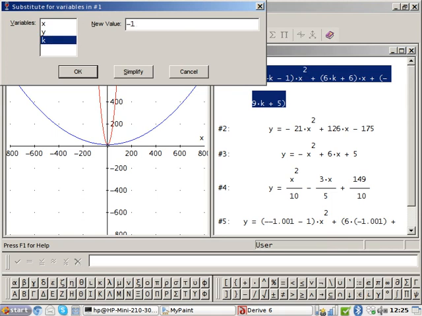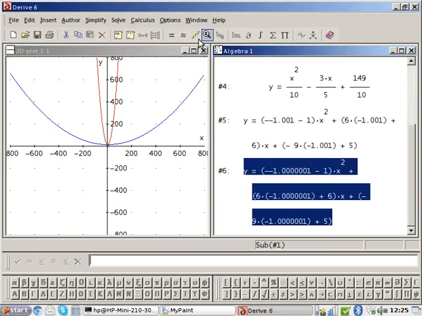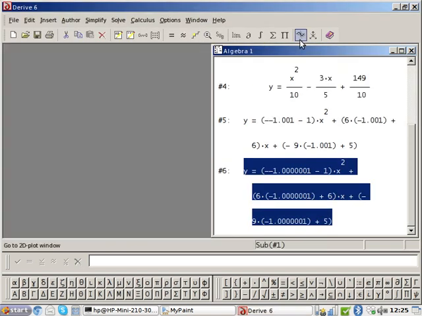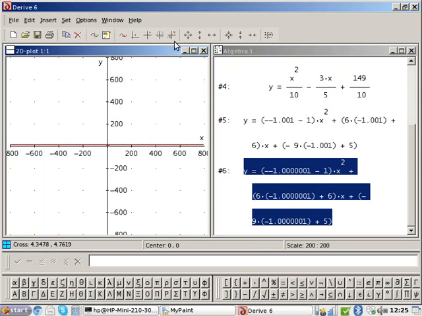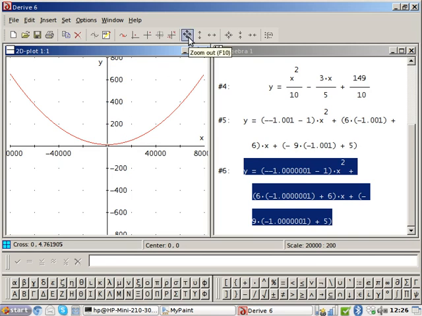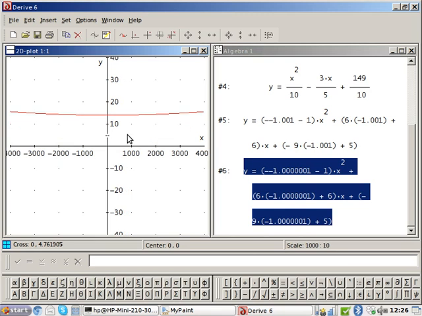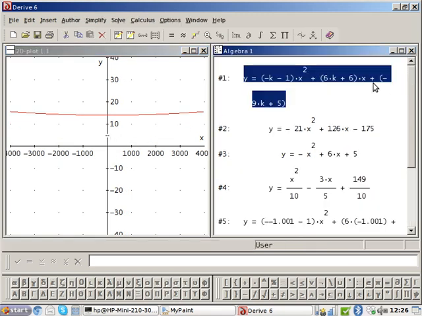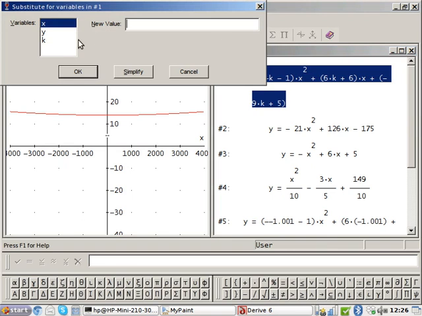Minus 1.0000001. And see what we get. Well, it's not quite. If I zoom out a bit, at 40,000, you can see it's not. Yeah, and then we zoom into the center. Does it cross the x-axis? No. So now let's see what happens if we do put in minus 1.